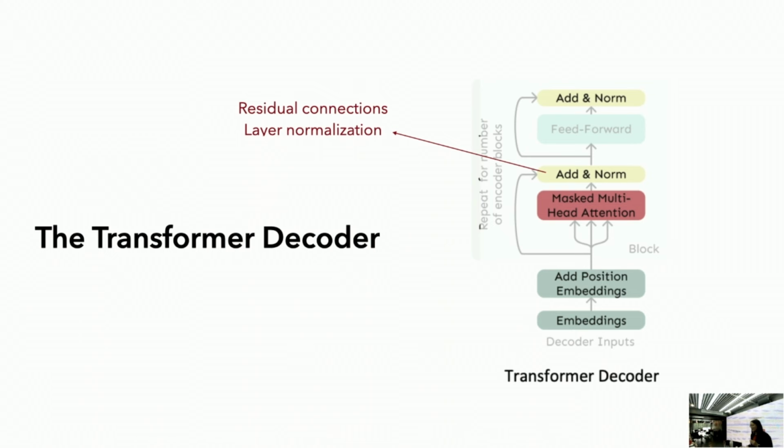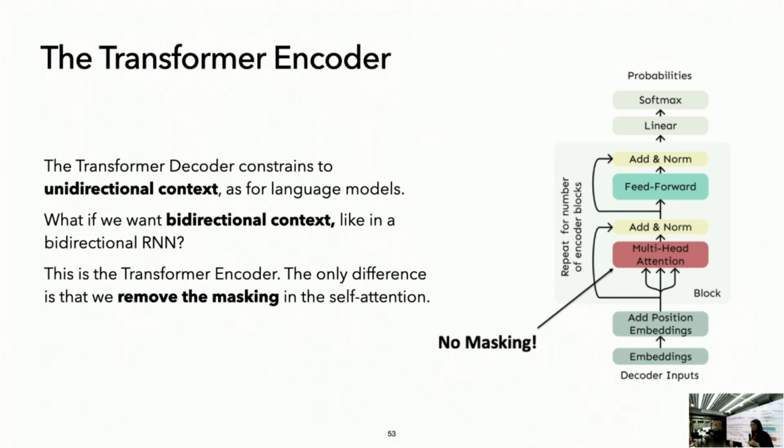We talked about the transformer decoder. The transformer decoder is constrained to unidirectional text since it's mainly for language modeling. But if we want a bidirectional context, like in a bidirectional RNN for machine translation or generation, then we probably want an encoder here. The encoder and the decoder are almost the same. The only difference is that we do not need masking in the self-attention layer for the encoder.